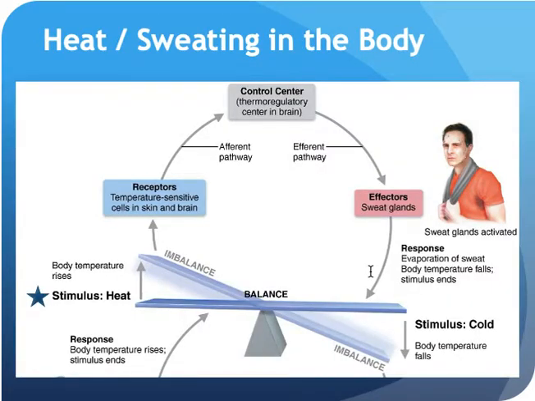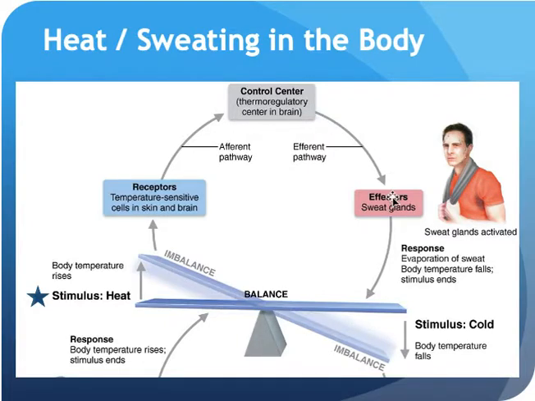So here is the heat, sweating in the body, and again, here's our little picture. My stimulus is heat. It's going to make my body temperature rise. I'm going to have my receptors in my skin. They're going to sense that I'm getting too hot. They're going to send that information up to my control center, the thermoregulating center in my brain.